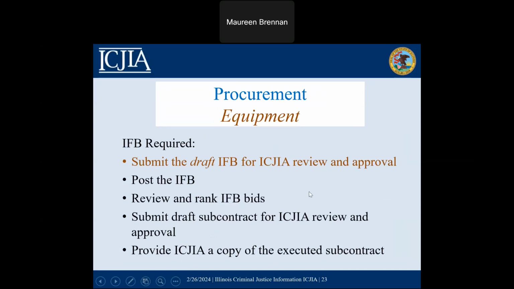So the process for an IFB is you're going to submit the draft IFB to the authority for review and approval. You're going to post the IFB. You're going to review and rank the bids, submit the draft contract for authority review and approval, and then provide the authority with the executed subcontract.